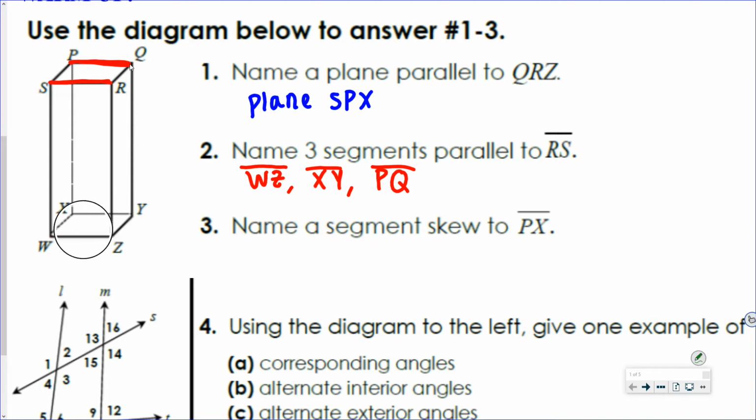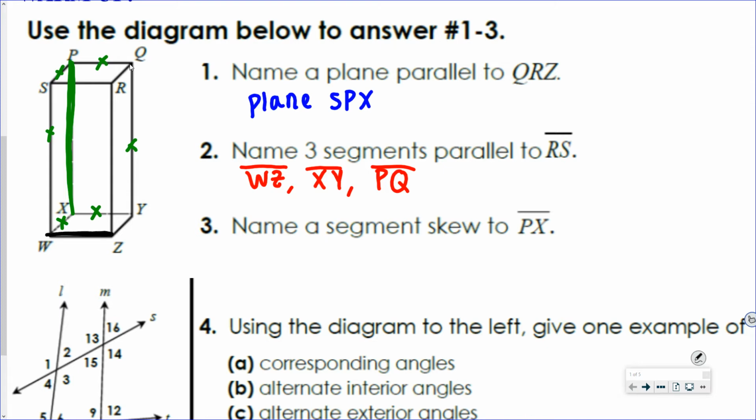Skew to PX, this line. All right, so remember, skew means they cannot be on the same plane. So I kind of showed you that strategy last time, just like eliminate all the line segments that are on the same plane as this one, which would be the back face and the left face here. All right, so it only says you have to name 1, but some options here.